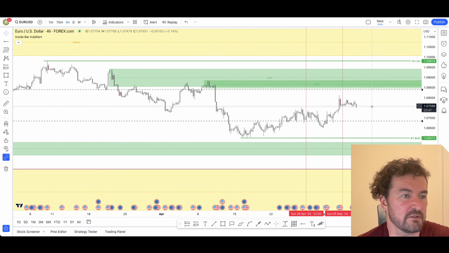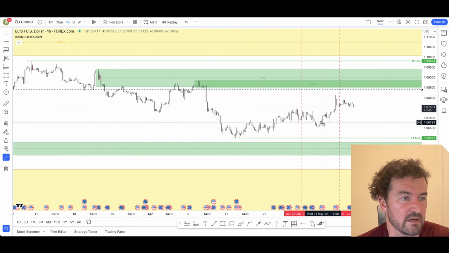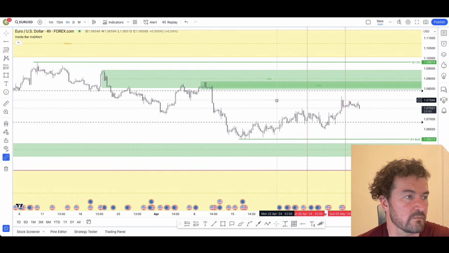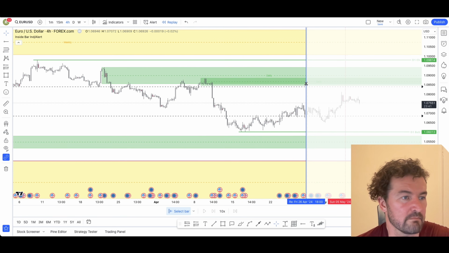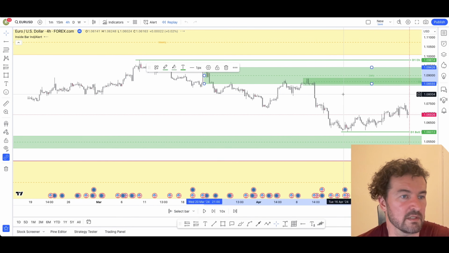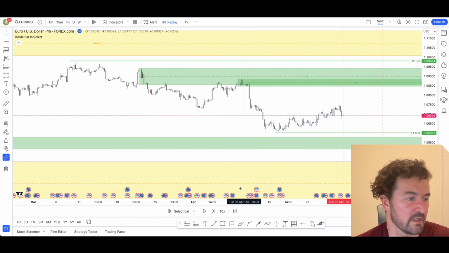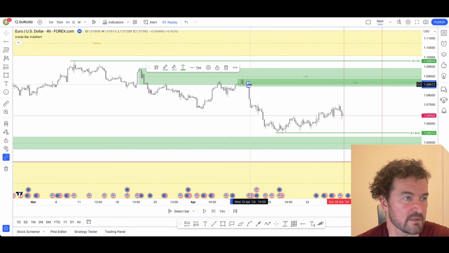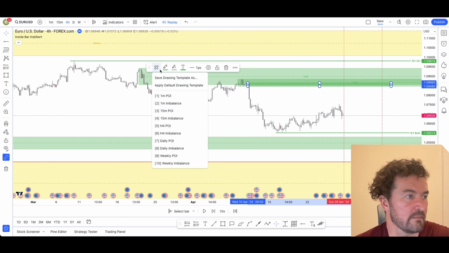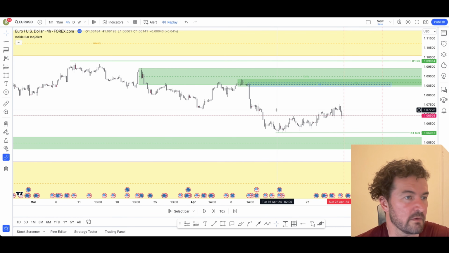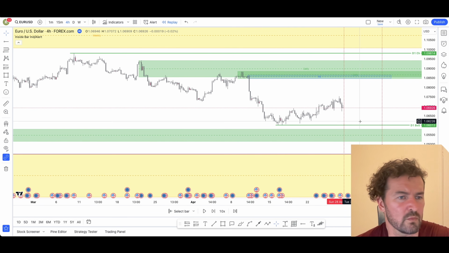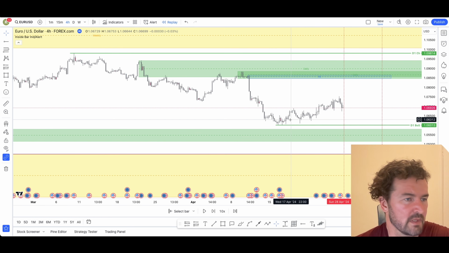So the H4, I can't mark anything up in here. I'll tell you what, I'll do bar replay at the moment, just to make it easy. Right, okay, this is what we're playing with. We have an H4 zone here. I will do the BOS and CHoCH in a sec. So H4 POI, and I'll also mark out the trade that I was in, hopefully.